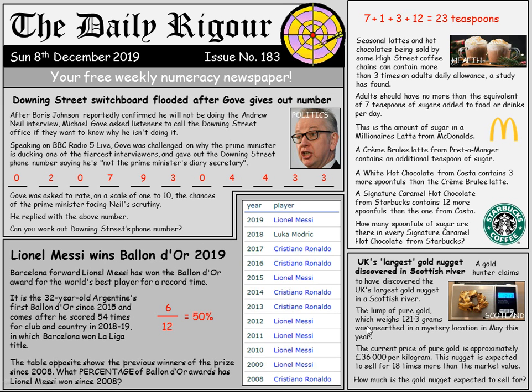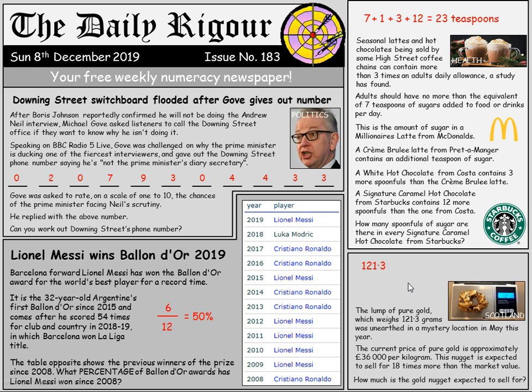So on to our final story, we've got the largest gold nugget ever found in the UK in a Scottish river, 121.3 grams. Now the current price of pure gold is approximately £36,000 per kilogram, but this nugget, mostly I would imagine due to its age, is expected to sell for 18 times more than this market value. So what price is it expected to sell for?